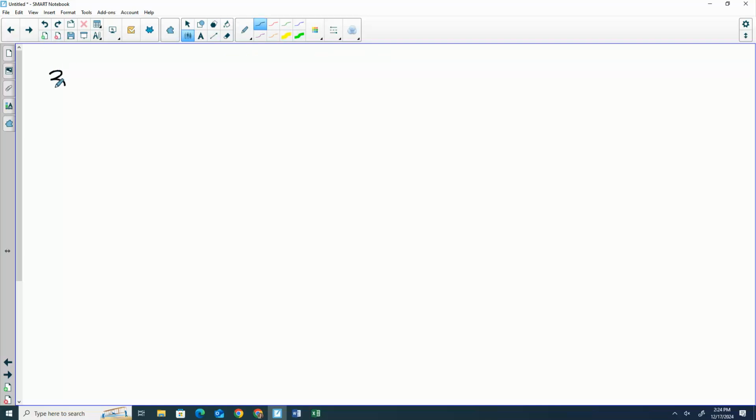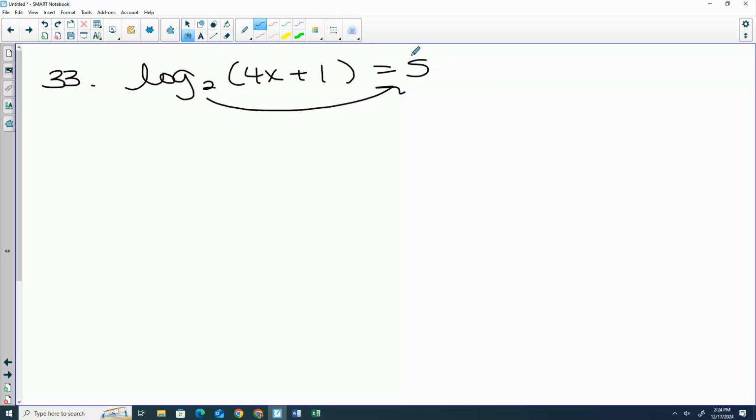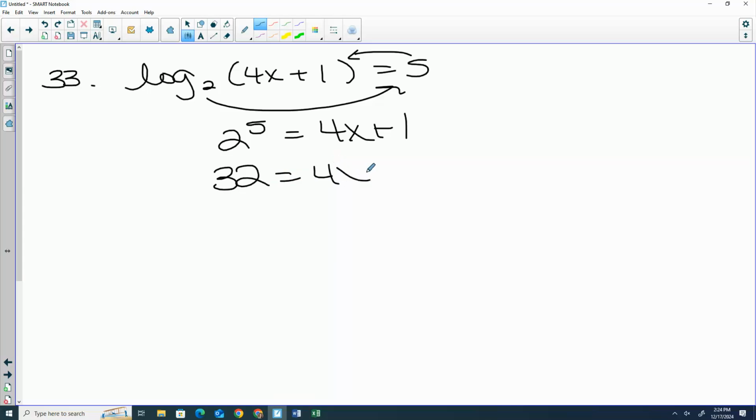On 33, I can't just look at this one and simplify it. So we do have to use the definition, change it in exponential. So 2 to the 5th equals 4x plus 1. 2 to the 5th is 32. Subtract your 1. Divide by 4, so we get 31 over 4.